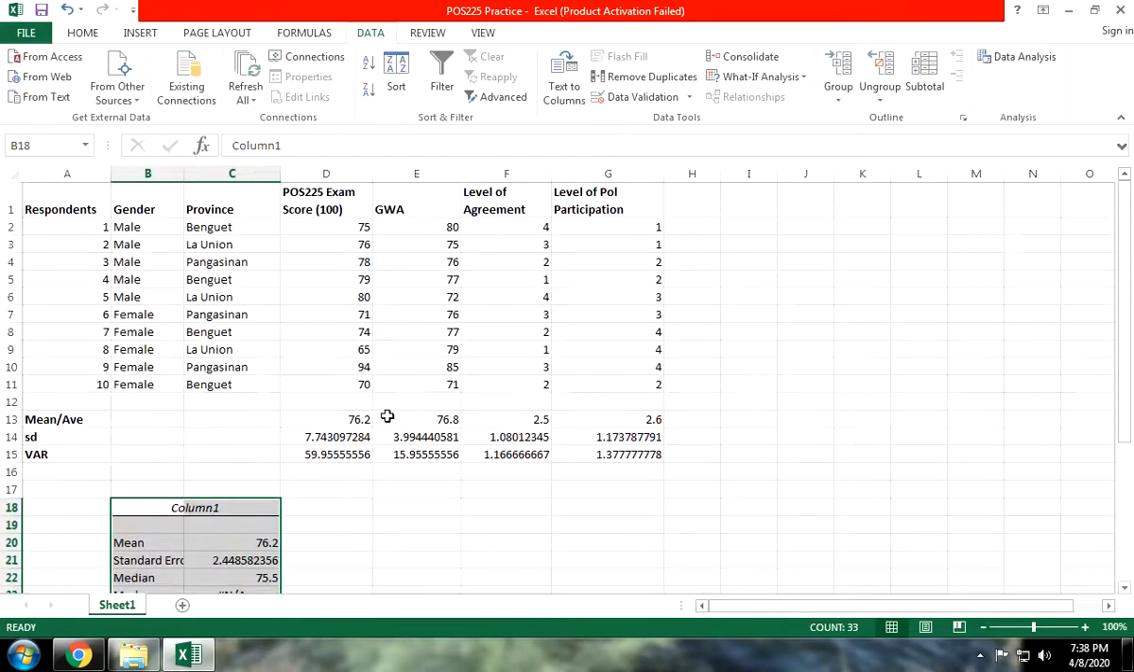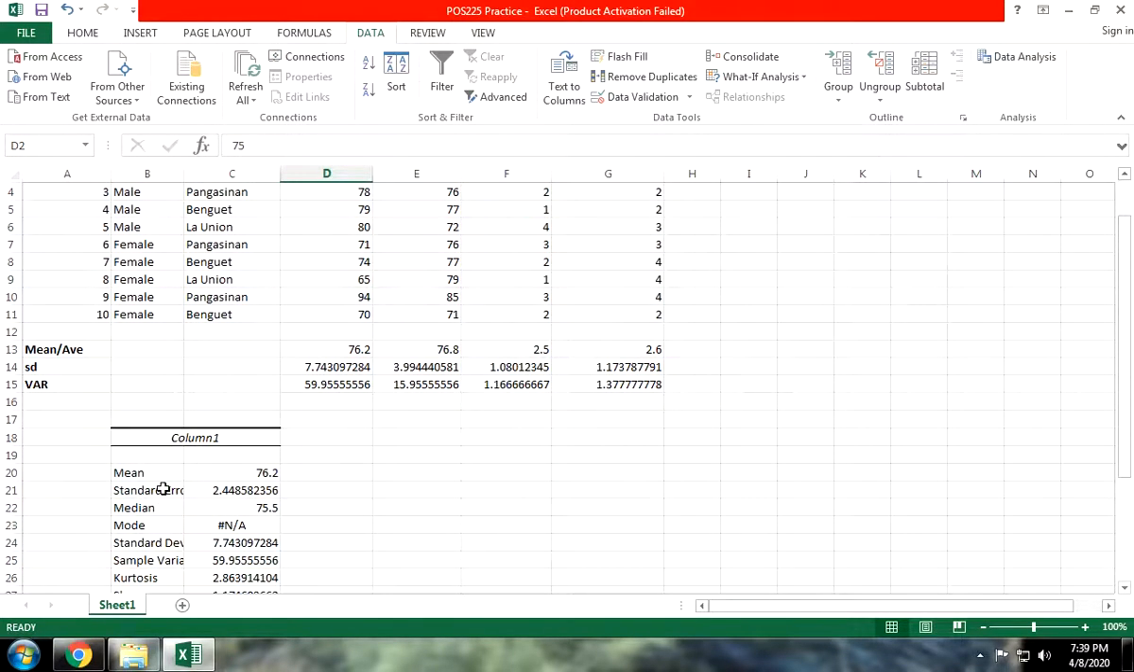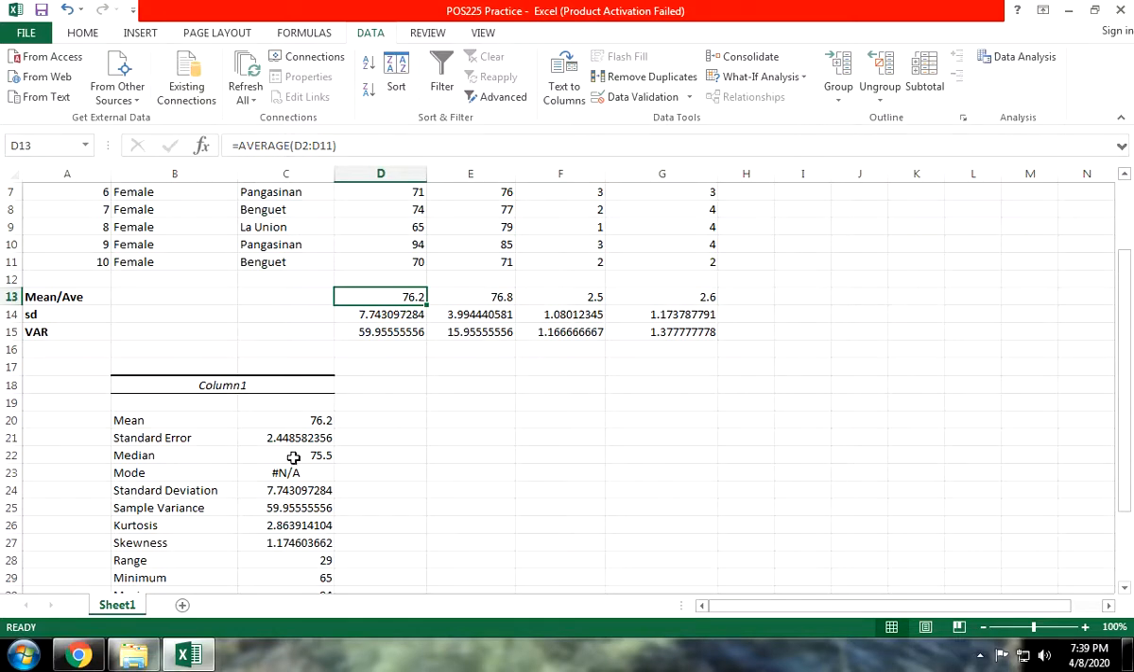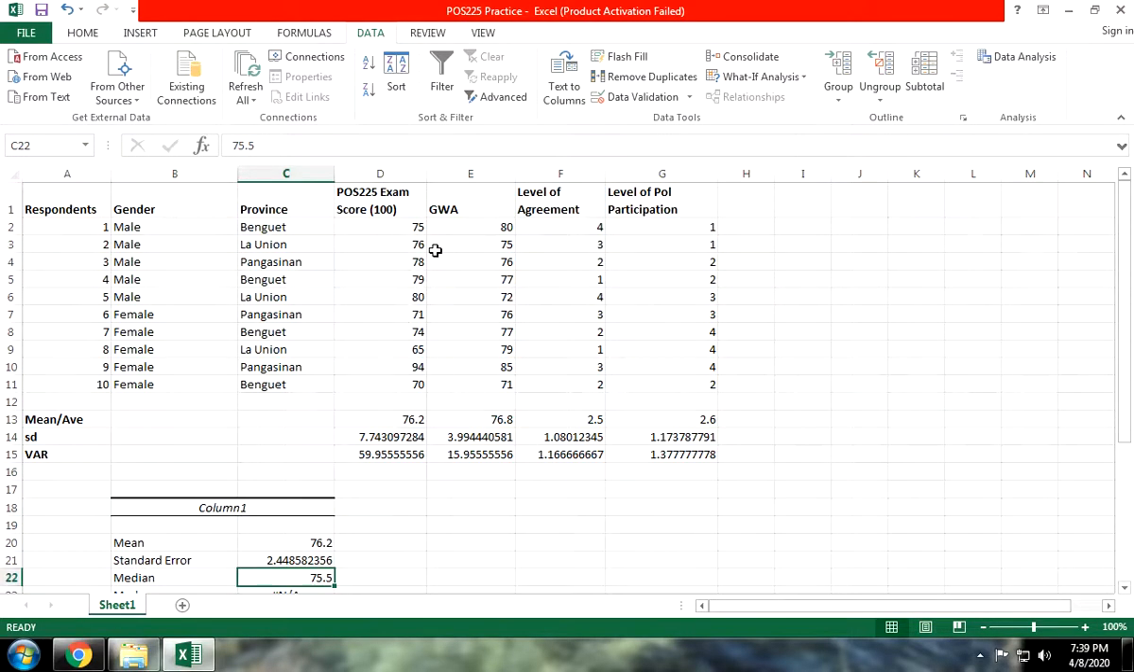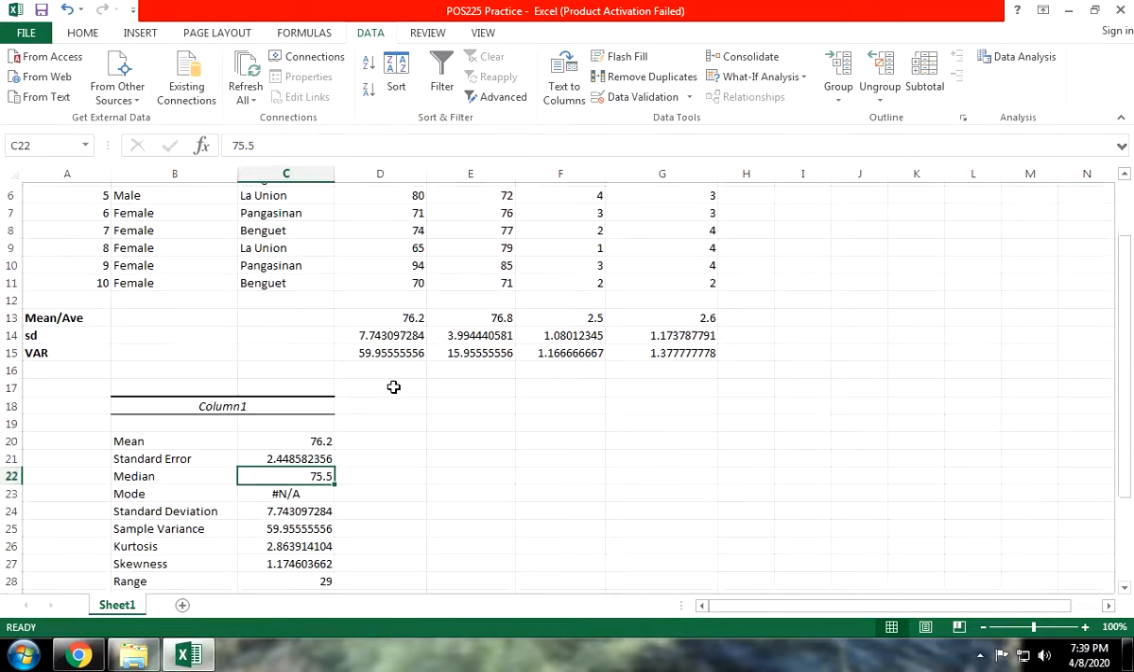So, column 1 is what we want to analyze. The mean is 76.2. This is the shortcut: 76.2. Look at our manual computation, also 76.2. Standard error, we won't analyze that yet. Also the median, 75.5. It also computed 75.5. Why is there no mode? Because there is no repetition in our values.